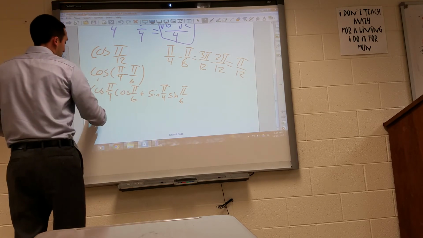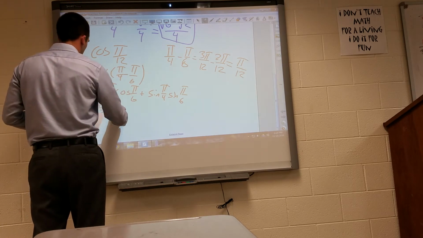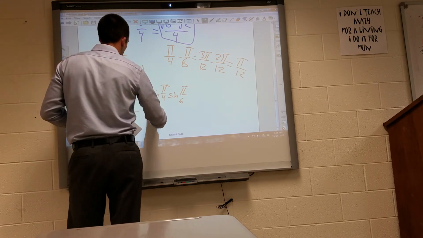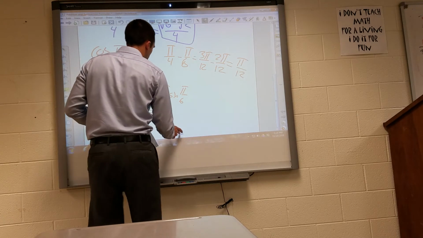So cosine of pi over 4 is radical 2 over 2. Cosine of pi over 6 should be radical 3 over 2. Sine of pi over 4 is radical 2 over 2. And sine of pi over 6 is 1/2.